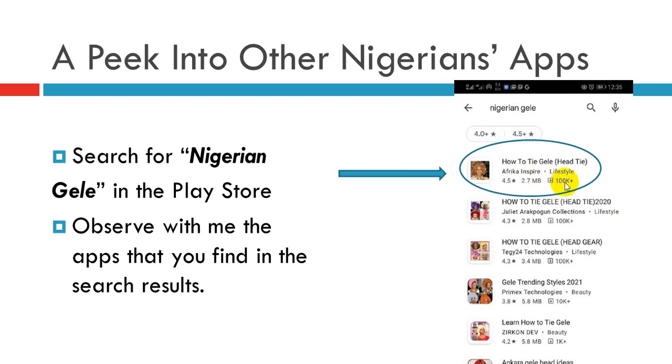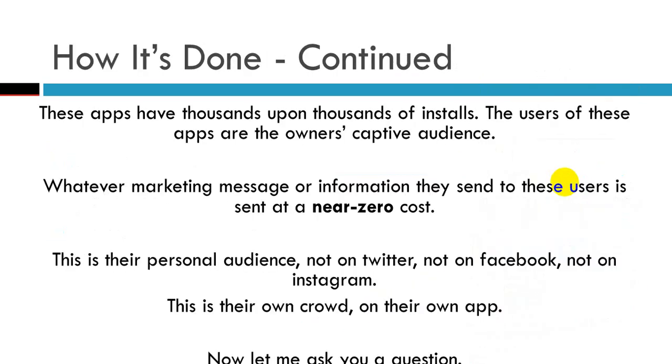Over 100,000 installs. And this should show you that whatever business you are doing, you can have a mobile app that will cater to people that will be interested in your business. Now, these apps have thousands upon thousands of installs. The users of these apps are the owner's captive audience. Whatever marketing message or information they send to these users is sent at a near zero cost. This is their personal audience, not on Twitter, not on Facebook, not on Instagram. This is their own crowd on their own app.